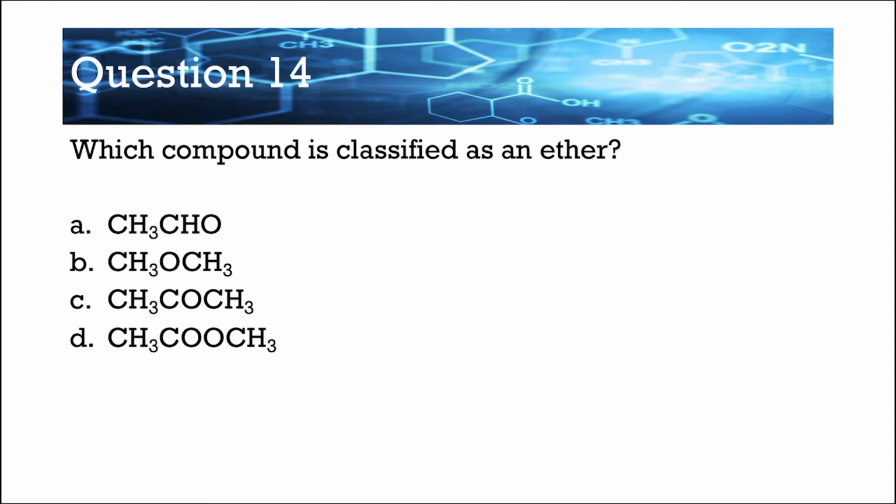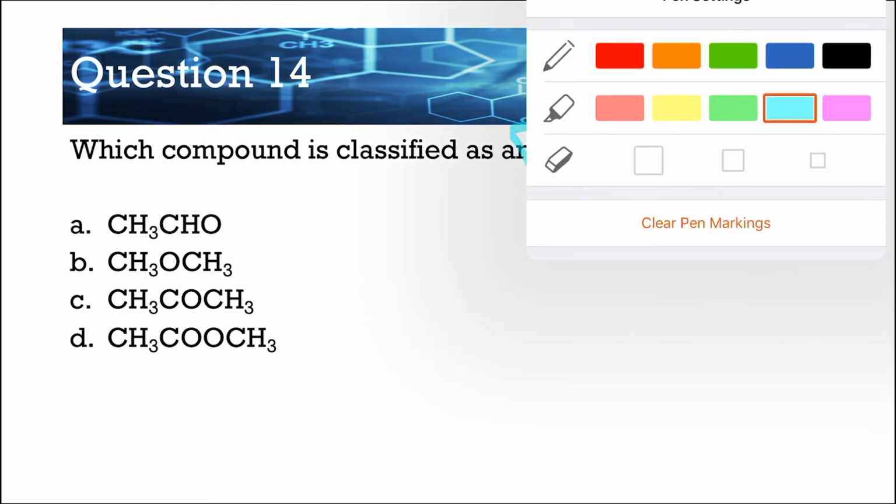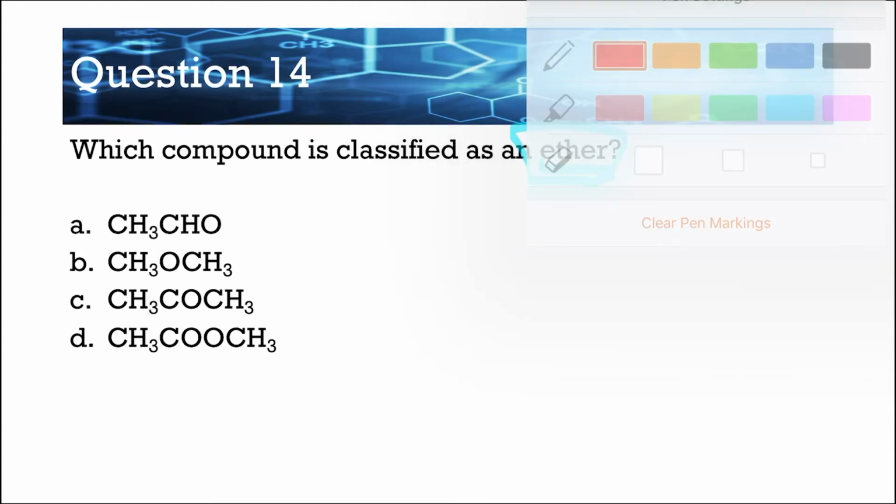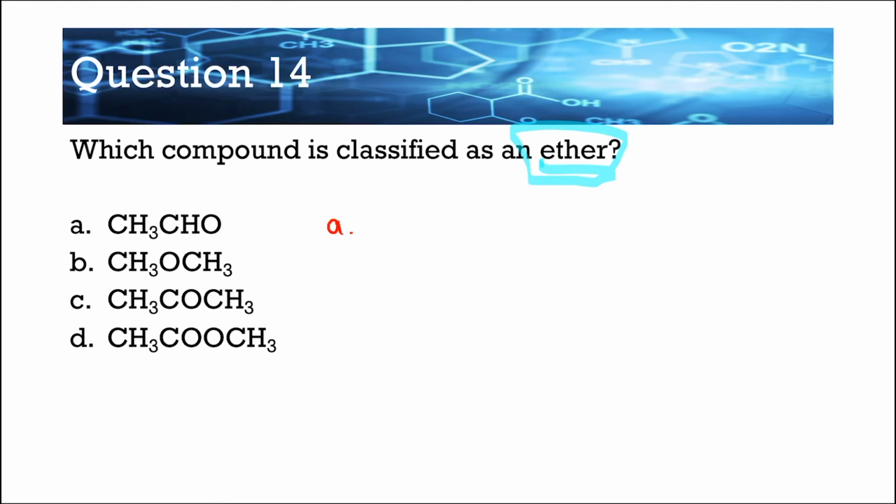Number 14, which is classified as an ether. Remember, in an ether, you have a carbon chain on either side of an O. If it helps, we give you the condensed formulas. The reference table does have condensed formulas for these different things. But if you wanted to take a second to draw them, you could as well. So answer choice A, we have C, H, H, H, another H and a double bond O. And so that is an aldehyde. That's not our answer.